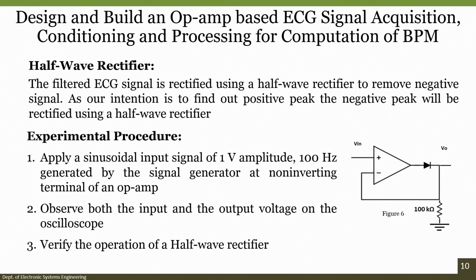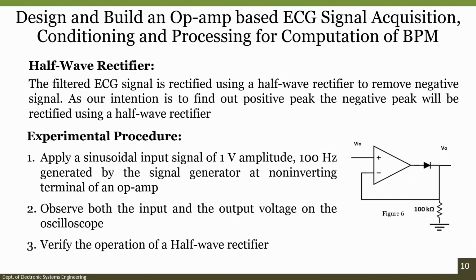So, we are now understanding the half wave rectifier. In the case of a half wave rectifier, the filtered ECG signal is rectified using a half wave rectifier to remove the negative signals, right. We do not require negative signals, as our intention is only to find the positive peak; the negative part will be removed using a half wave rectifier.